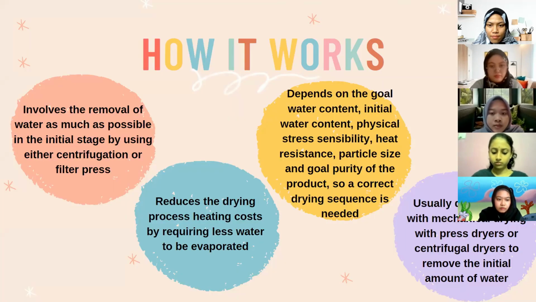Next, how does it work? Drying involves the removal of as much water as possible in the initial stage by using either centrifugation or filter press. It reduces the drying process heating cost by requiring less water to be evaporated. The drying process depends on the goal water content, initial water content, physical stress sensitivity, and others. Usually drying starts with mechanical drying with a press dryer or centrifugal dryer to remove the initial amount of water. Next, I'll pass to the next person.